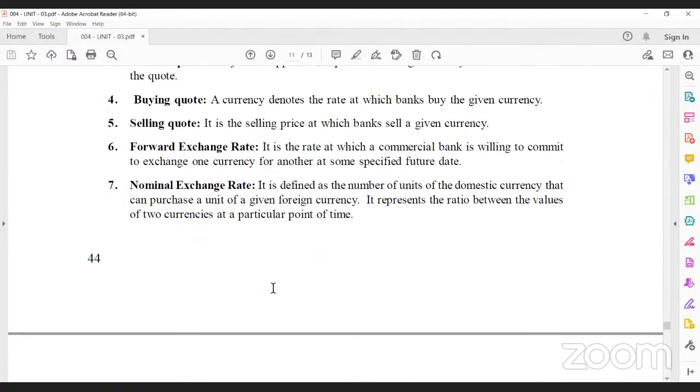Next, we have nominal exchange rate. Now, what is nominal exchange rate? This is the number of units of a domestic currency that can purchase a unit of a given foreign currency. That can be 1:5, 5:1, 10:2. It can be in any ratio. So when you exchange domestic currency with foreign currency, the number of units that you get in exchange is referred to as nominal exchange rate. This represents the value of two currencies at a particular point of time.